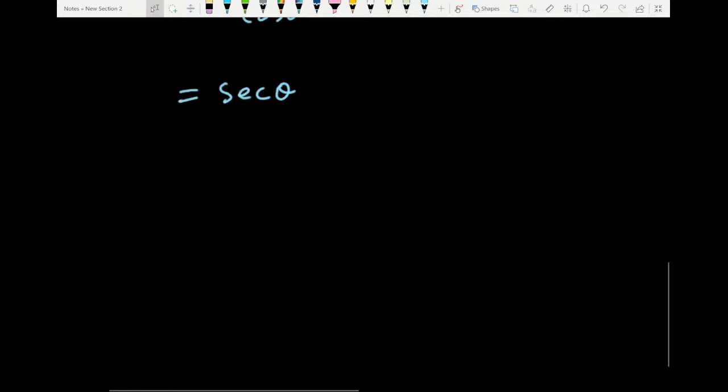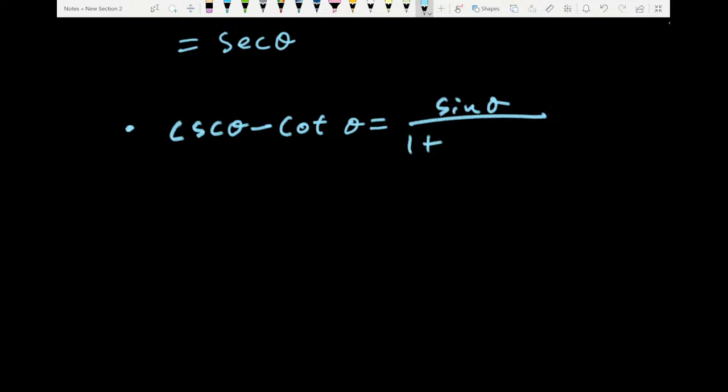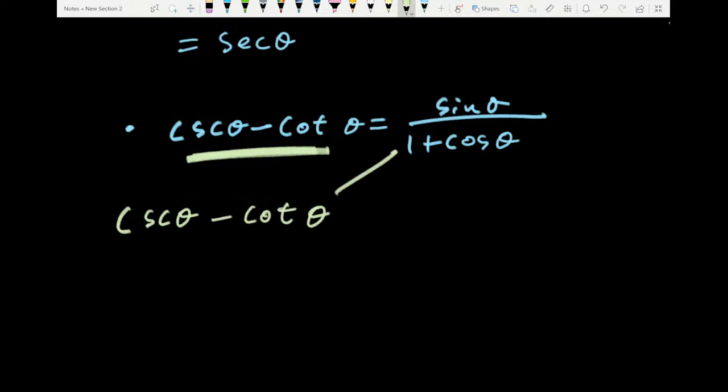All right, let's do another identity. This is a little bit tricky one. Cosecant of theta minus cotangent of theta equals sine of theta over 1 plus cosine of theta. Now, this one is a little bit tricky. The reason why is both sides have a lot of information in them. So I'm going to pick this side. My goal is to arrive at that side.